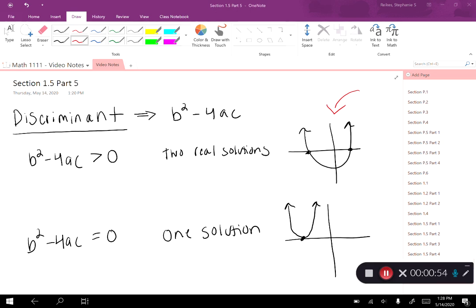Next, let's look at what happens when your discriminant b squared minus 4ac is equal to 0. This means that your quadratic equation actually only has one solution. And your picture in this case tells you that your parabola is going to touch the x-axis just one time.